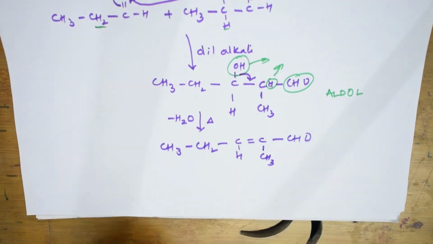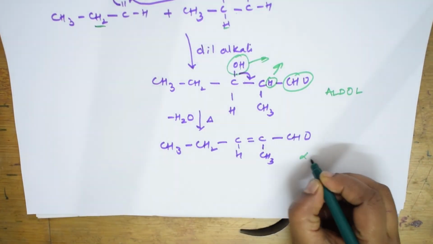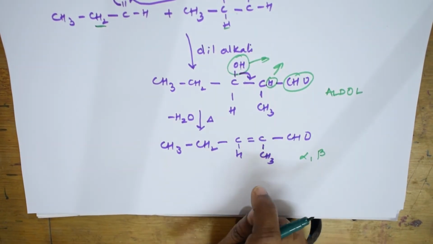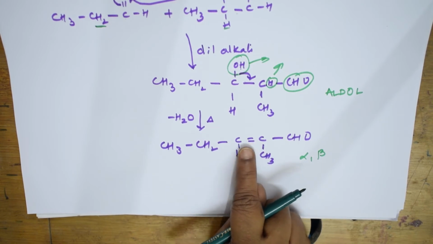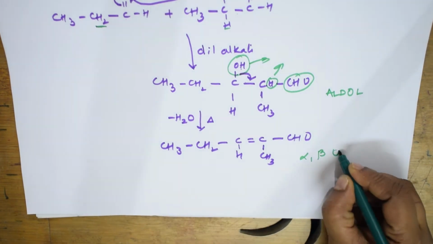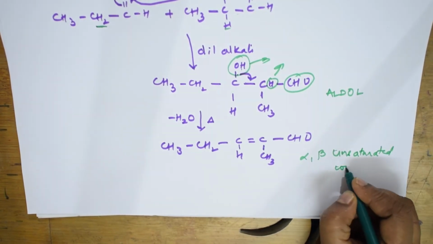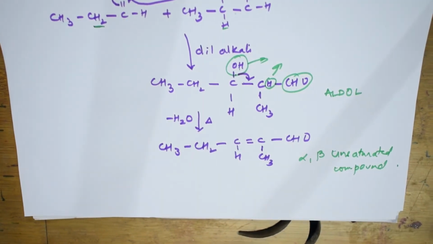CHO. What is the name of this compound? This is nothing but alpha beta. Why? This is alpha, this is beta. Between alpha and beta there is an unsaturation, isn't it? So alpha beta unsaturated compound. Simple, isn't it, students? Done. This is your aldol condensation mechanism.